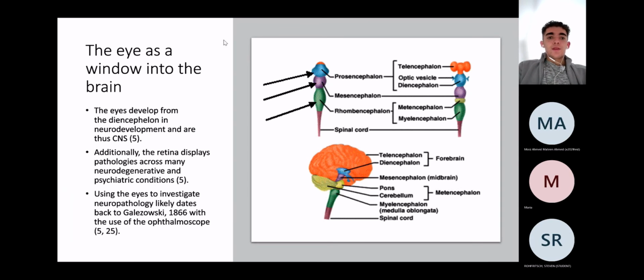Okay. So, as I alluded to, the eye is considered an extension of the brain, and it develops out of the brain. It develops out of the diencephalon.